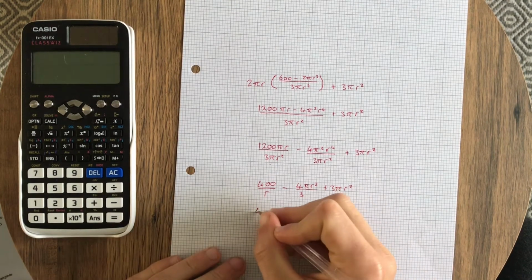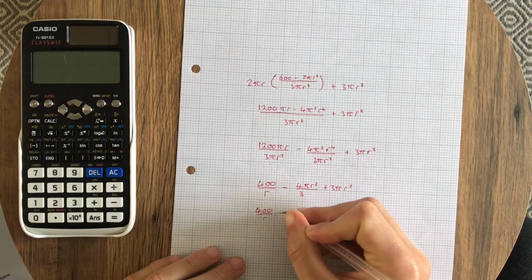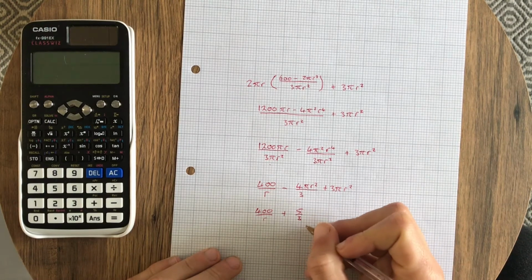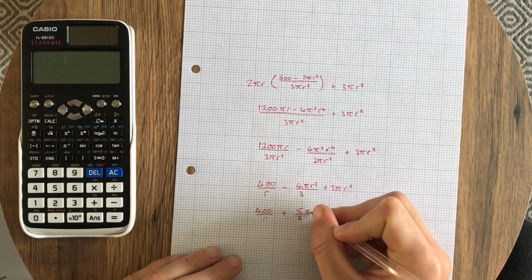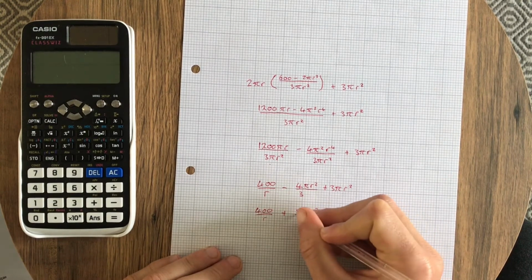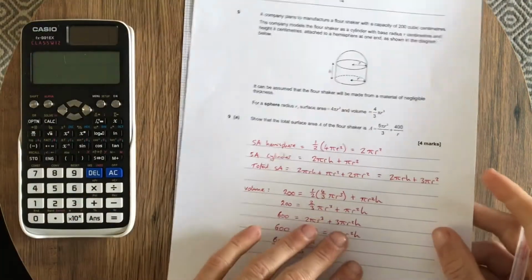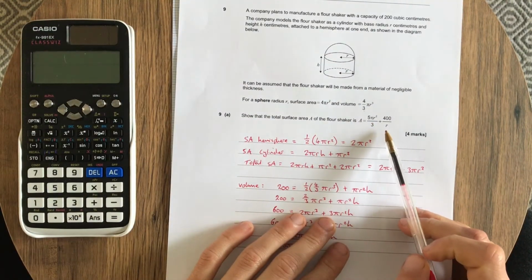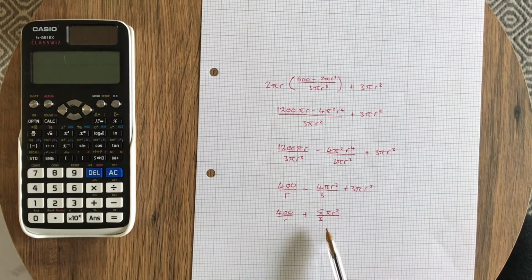So that will leave us with 400 over r plus 5/3 pi r squared. Which is, if we look back, the original thing we wanted to prove. 5 pi r squared over 3 plus 400 over r is exactly the same expression that we've just got down to for the surface area.